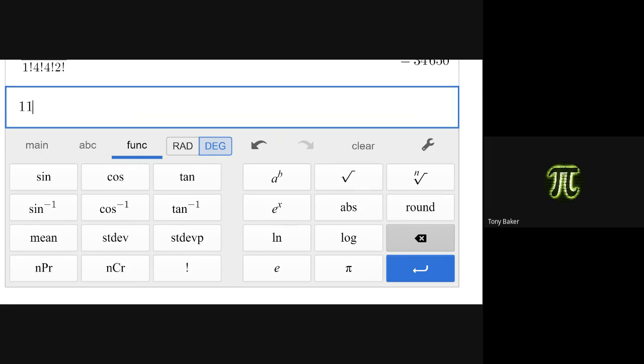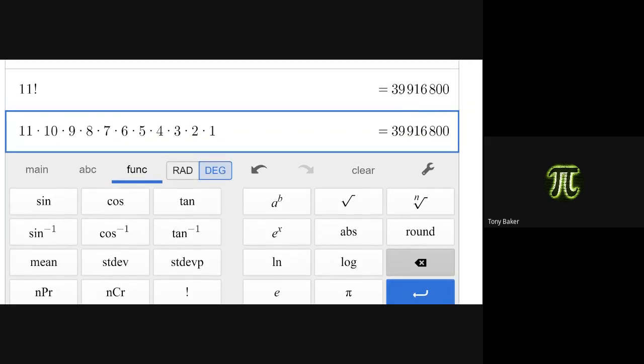Because 11 factorial is a really big number. It's the same thing as saying 11 times 10 times 9 times 8 times 7 times 6 times 5 times 4 times 3 times 2 times 1. That's what the 11 factorial is. So instead of having you write out all this, you write the exclamation point. A lot simpler.